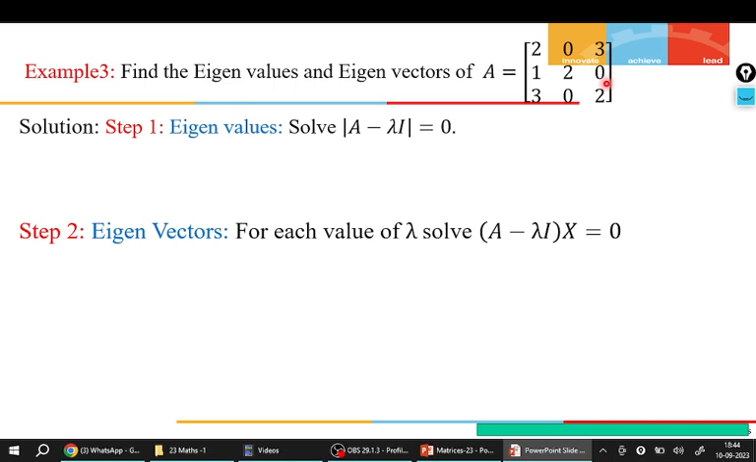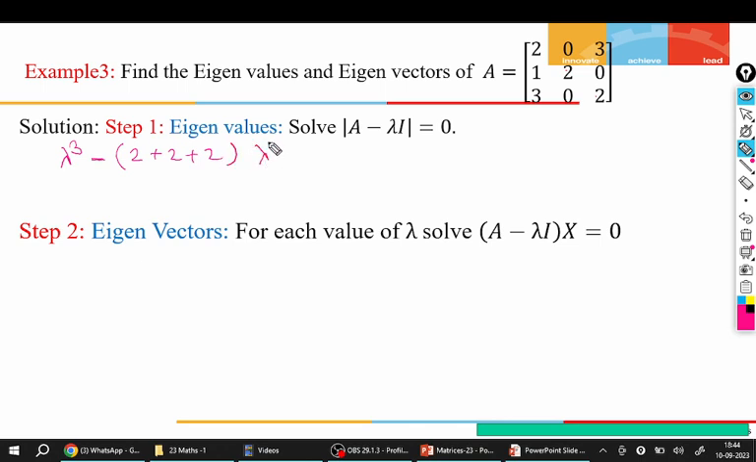So step number 1, we solve determinant of A minus lambda I equal to 0. But we will not use the expansion method now, we use the shortcut formula. We have the formula lambda cube minus the sum of diagonal elements. Now what are the diagonal elements? 2, 2 and 2. The sum of diagonal elements is 2 plus 2 plus 2, into lambda square. The signs alternate, so plus now the sum of the minors of the diagonal elements.